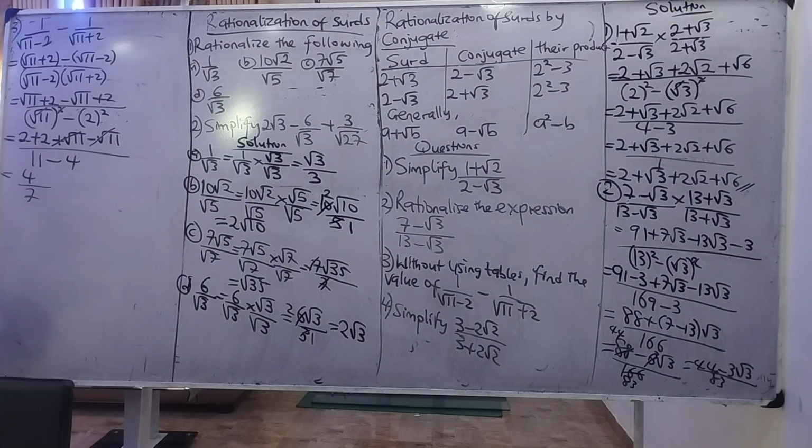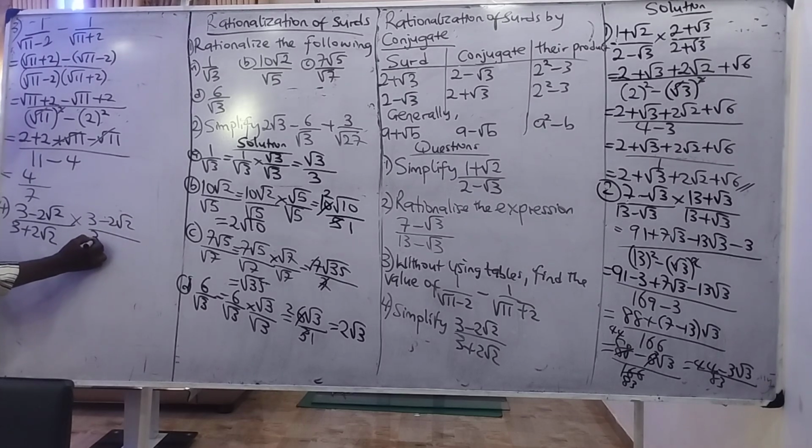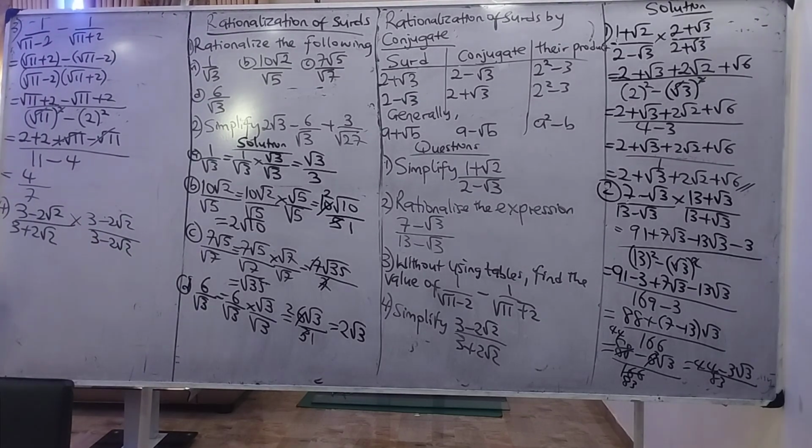Okay, so let's go to number 4 question before we conclude. We have simplify 3 minus 2 root 2 over 3 plus 2 root 2. So don't make the mistake of cancelling this. They are not the same. This one has minus, this one has plus. So we have times the conjugate of 3 plus 2 root 2, which is 3 minus 2 root 2 over 3 minus 2 root 2.